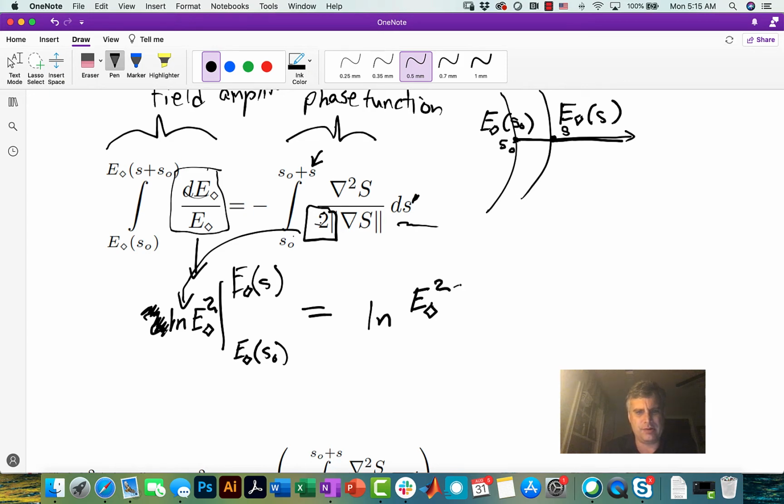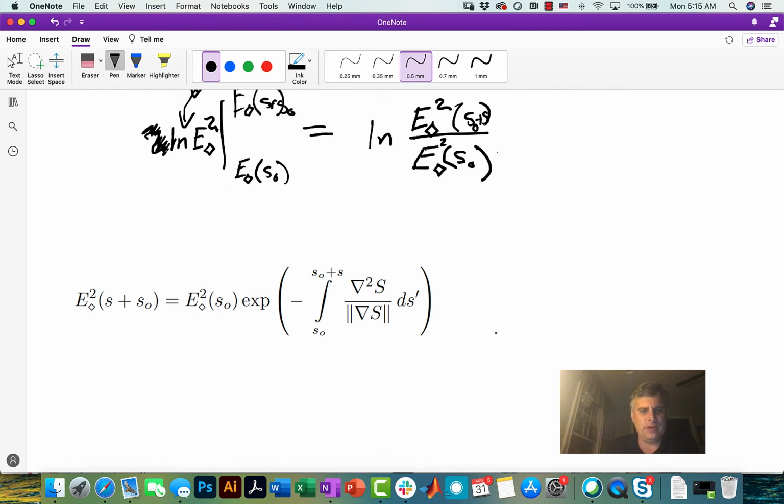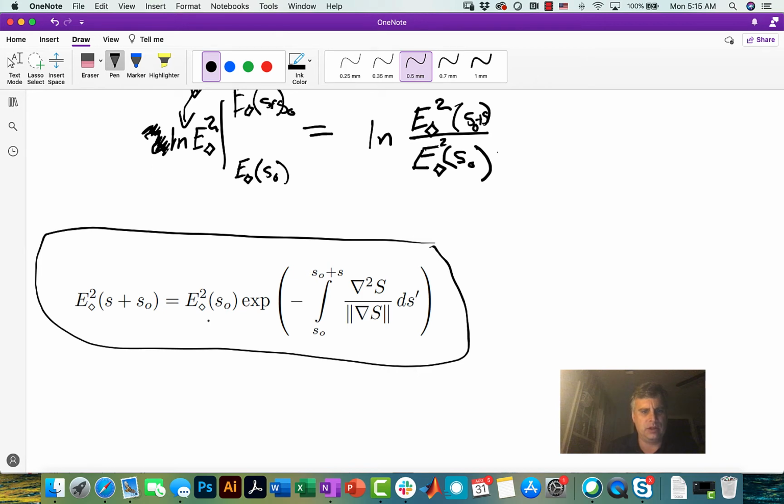E squared of S over E, and really S naught plus S, because S is going to be measured from my starting point. And so we're left with this equation here. Here's my starting field. Here's my ending field, s units later down the ray. And then I've got this term that I've got to deal with.